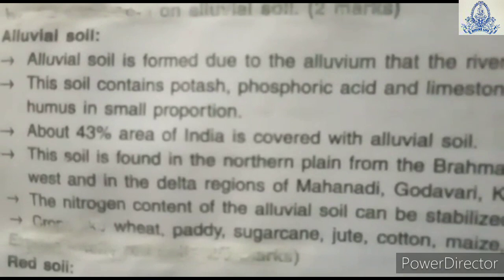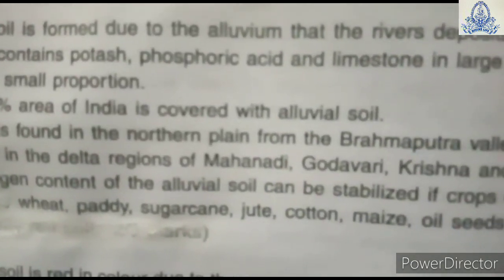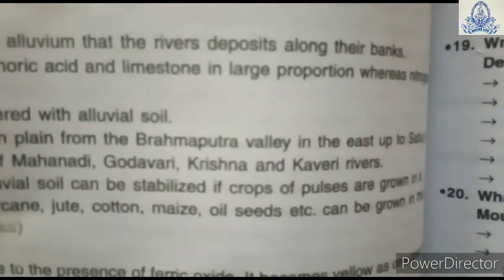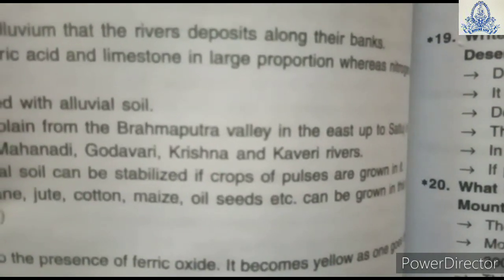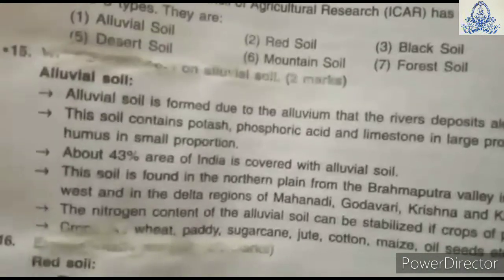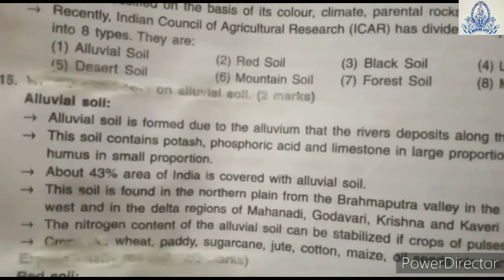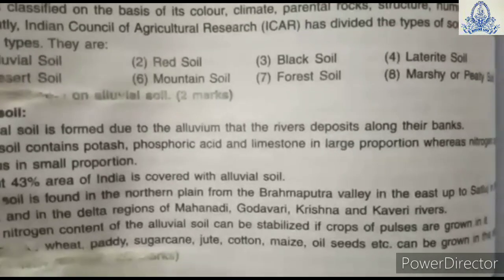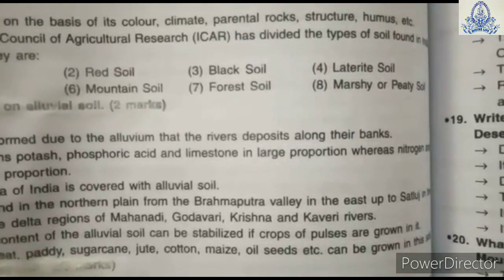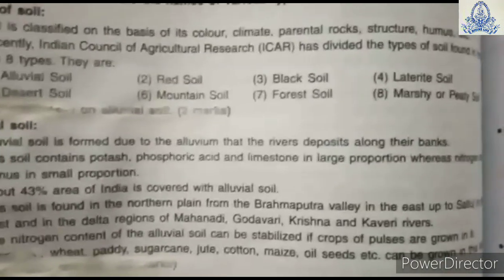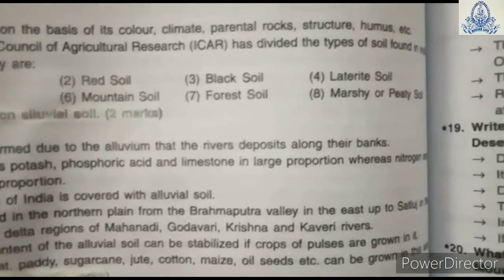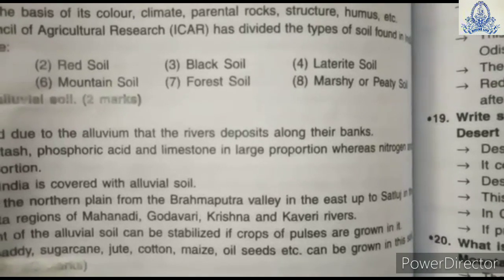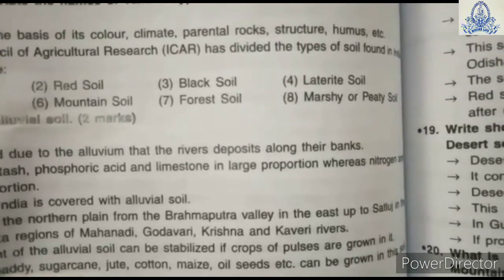Now where is it found? This soil is found in the northern plain from the Brahmaputra valley in the east up to Satluj in the west, and in the delta regions of Mahanadi, Godavari, Krishna and Kaveri rivers. The nitrogen content of the alluvial soil can be stabilized by growing pulses. Which crops grow? Wheat, paddy, sugarcane, jute, cotton, maize, oilseed, etc. This soil is very beneficial for these crops.